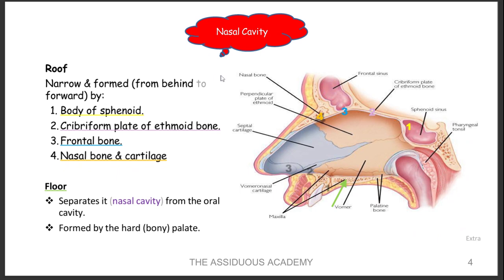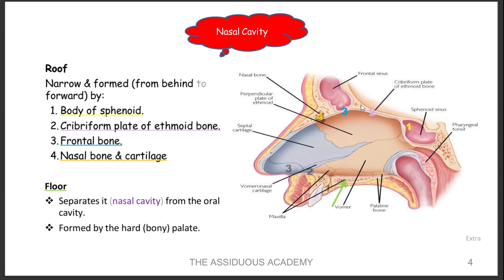So when you look at the cavity itself, remember I said that you are going to have the roof, the floor, the medial and the lateral wall. The roof is basically the top. Okay, a roof is top, isn't it? So when you look at what forms the roof, starting from behind going to the front, you have got this bone which contains these sinuses. That's the sphenoid bone, specifically the body of the sphenoid. Because you have got the wings, the greater wing, the lesser wings, but it's the body of the sphenoid.